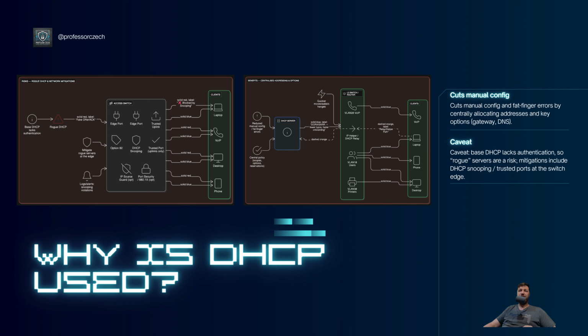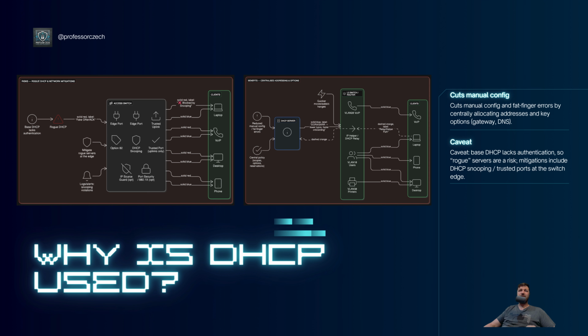Ops can change policy in one place. Swap DNS, shorten guest Wi-Fi leases during midterms, reserve a stable IP for the card reader without touching 100 endpoints. That's why home routers ship with DHCP on by default, and why enterprises lean on it across VLANs via relays: fewer fat-fingered configs, faster onboarding, and coherent address management at scale.